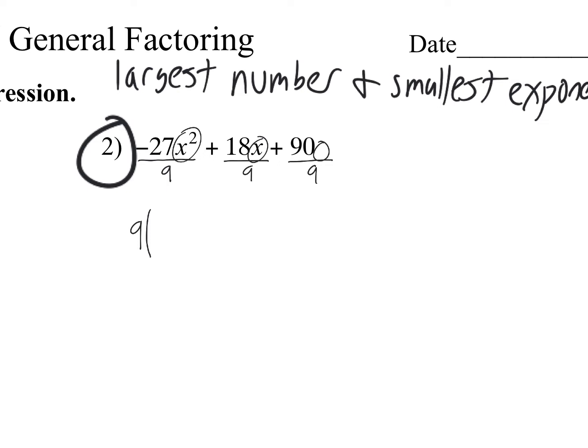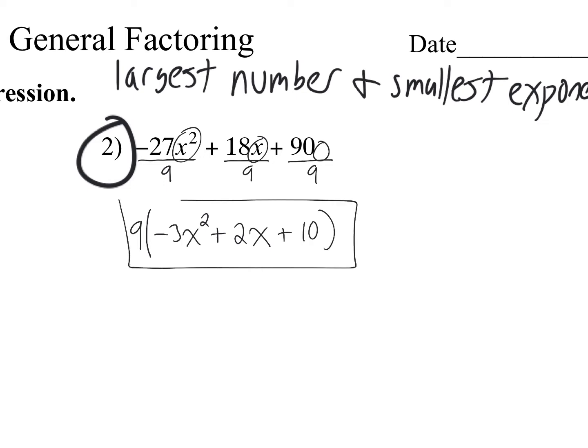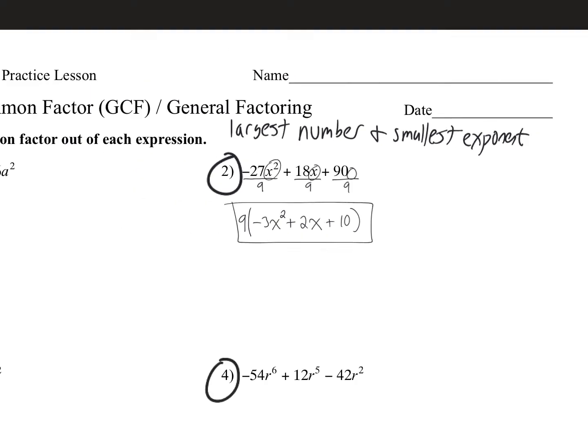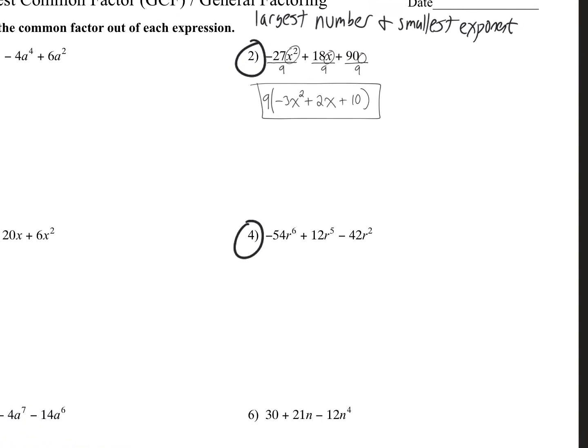So what's negative 27x squared divided by 9 going to be? Well, that's negative 3x squared. How about 18x divided by 9? Well, that's 2x. And how about 90 divided by 9? Well, that is 10. And this is how you would find the GCF, the greatest common factor that goes into all the terms, and factor it out. Okay? Let's do another one to get some more practice.